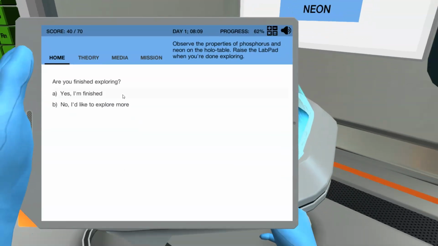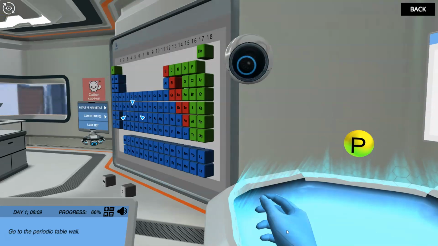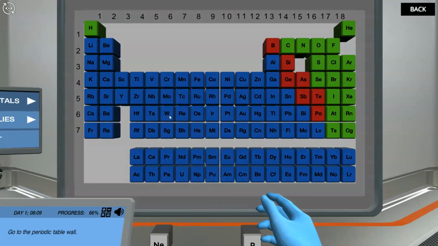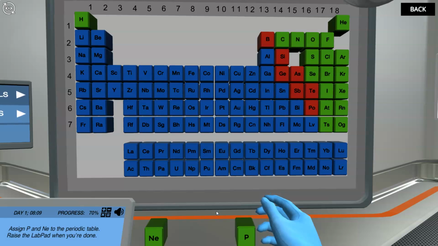Are you finished exploring? Think about what you learned about trends in the periodic table and apply your knowledge by assigning the last two missing elements to the periodic table. Remember that you can always go to the Theory or Media tab to find the main trends for the explored properties again. Go to the periodic table wall. Assign phosphorus and neon to the periodic table. Raise the lab pad when you're done.